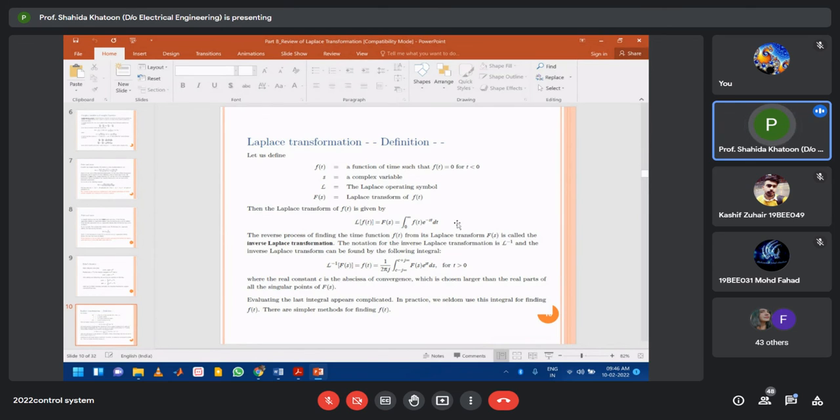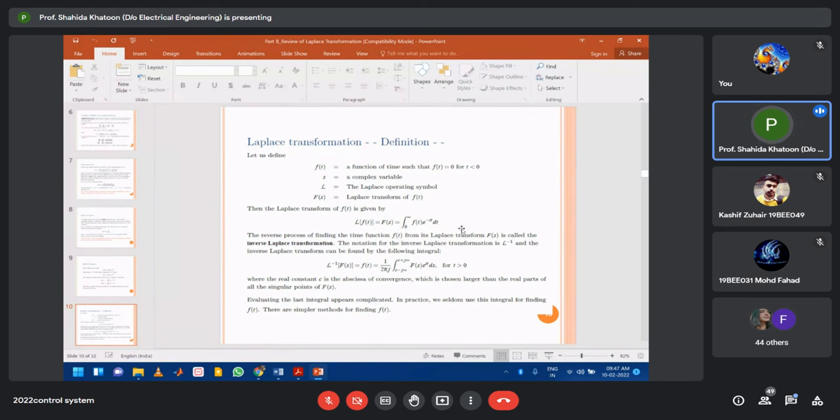The reverse process of finding the time function f(t) from its Laplace transform F(s) is called the inverse Laplace transformation. The notation is L inverse. The inverse Laplace transform can be found by the following integral: L inverse of F(s) is f(t), which is 1 by 2 pi j times the integral from c minus j infinity to c plus j infinity of F(s) e to the power st ds for t greater than 0, where the real constant c is the abscissa of convergence, chosen larger than the real parts of all singular values of F(s).